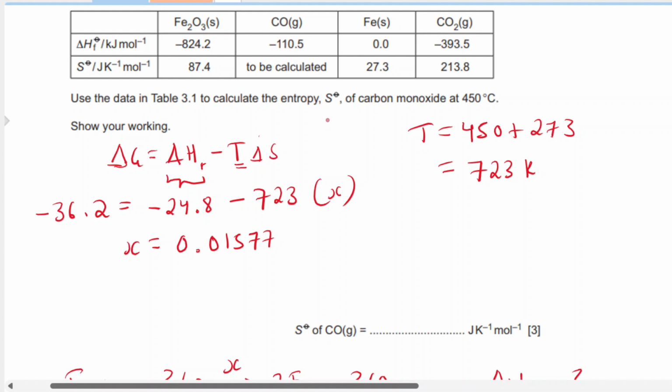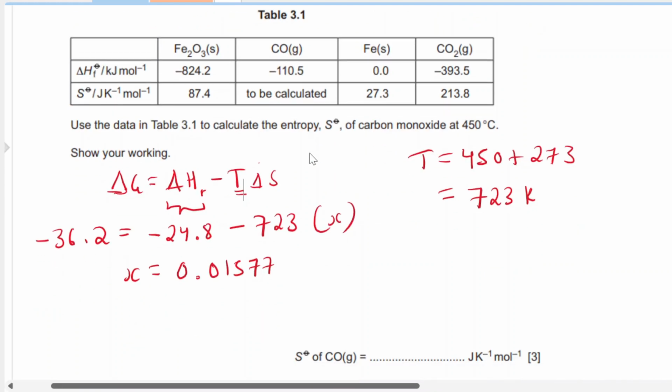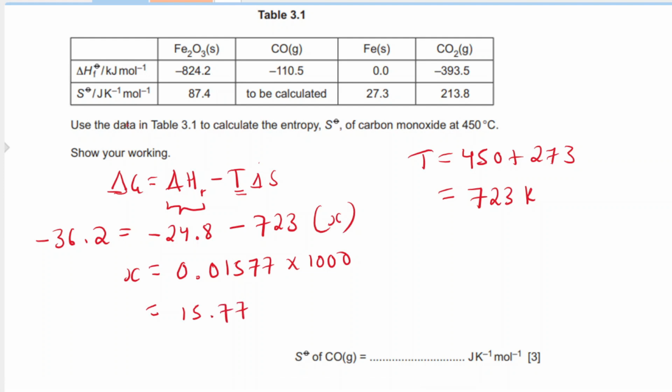Then X should be equal to 0.01577. Now we have to be very careful here. Remember, all these values were in kilojoules. This was in kilojoules and this one was in kilojoules. So the answer that we get over here is also in kilojoules, right? So this is kilojoules per Kelvin per mole. Now what we can do is multiply this to joules so that we have consistent data. So when you multiply this by 1000, you get 15.77 joules per Kelvin per mole, right?